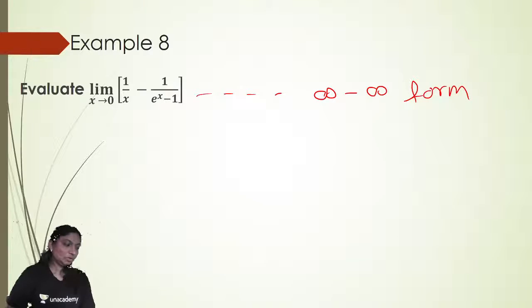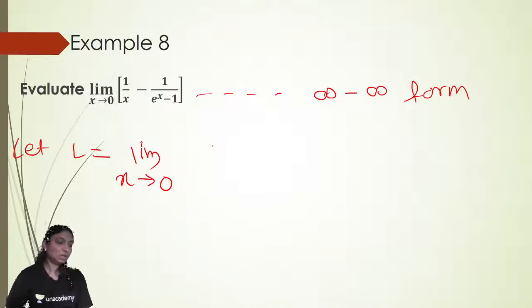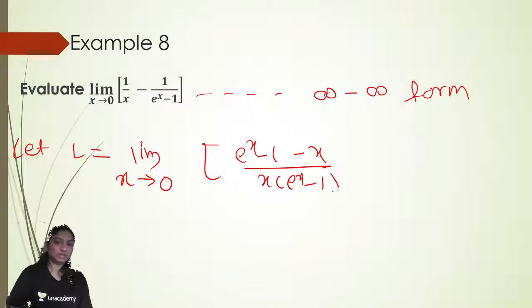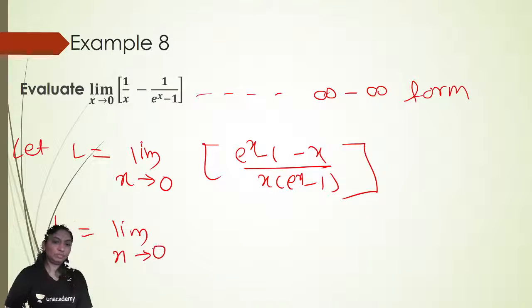Now, so let L is equal to limit as x tends to 0. Here, using L'Hospital rule, 1 by x minus 1 by e raised to x minus 1. So cross multiplication, e raised to x minus 1 minus x upon x into e raised to x minus 1. Right? So L is equal to limit as x tends to 0. Here it is u upon v rule. Here we can use L'Hospital rule.